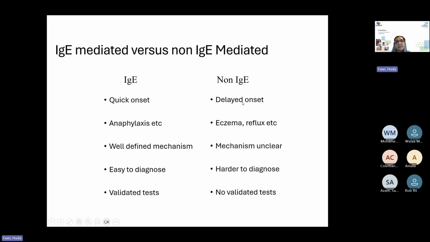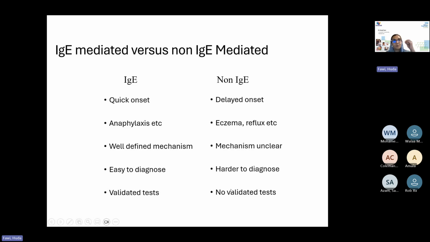In the non-IgE, they are of delayed onset. So things happen next day or in 24 hours or 48 hours. They can be eczema, reflux. The mechanism here is unclear. It's harder to diagnose, and there is no validated test. So the validated tests in IgE are either blood testing, IgE testing, or skin prick testing, but in non-IgE, there's no test for that.